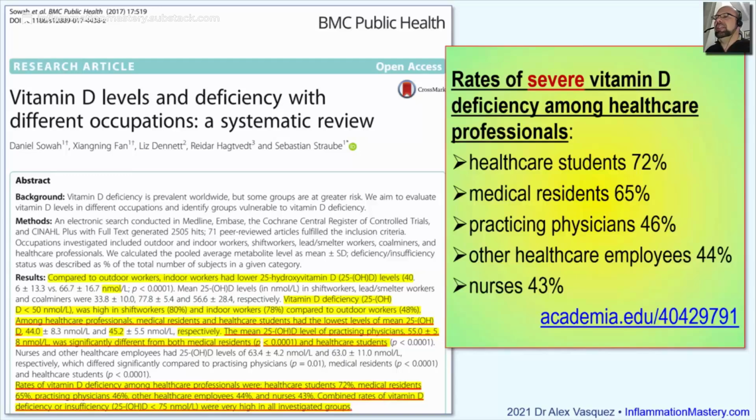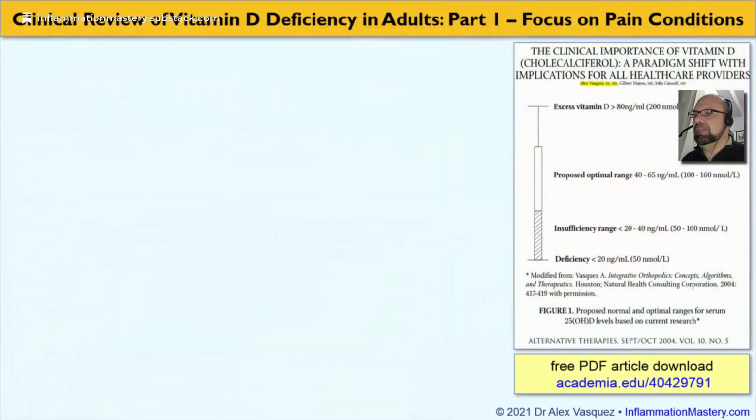They found rates of severe vitamin D deficiency among healthcare professionals: medical students 72%, medical residents 65%, practicing physicians 46%, other healthcare employees 44%, and nurses 43%. So again, this is a worldwide, population-wide problem in the general public, among patients, and among healthcare providers, especially those who work long hours in hospitals.